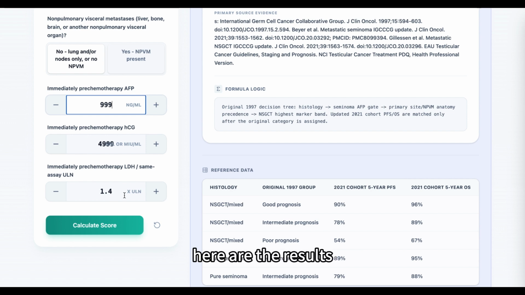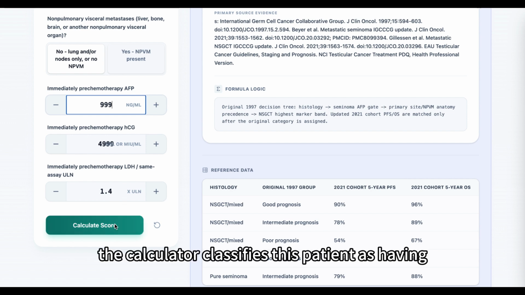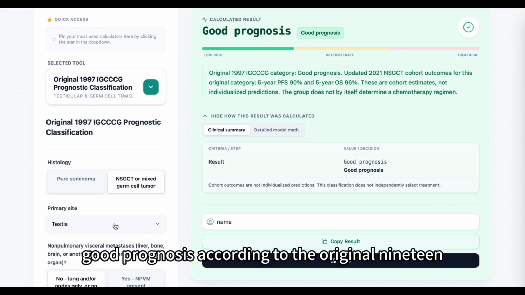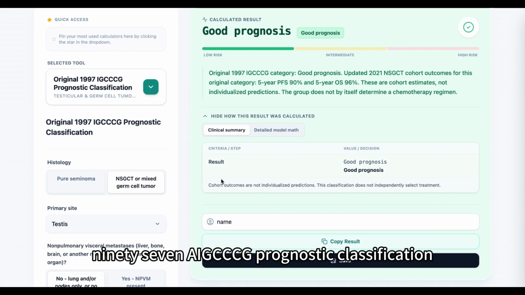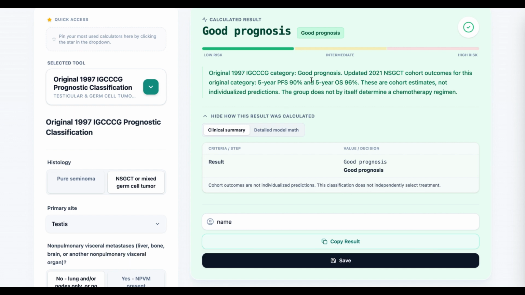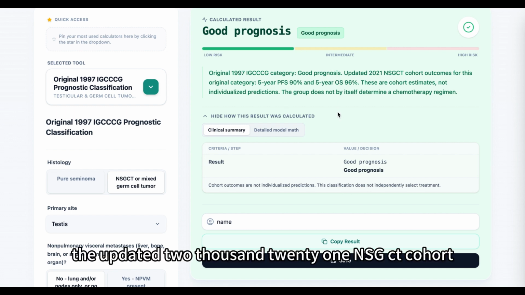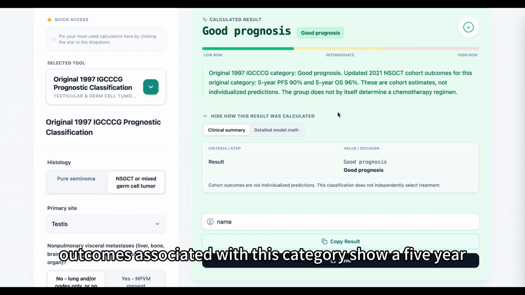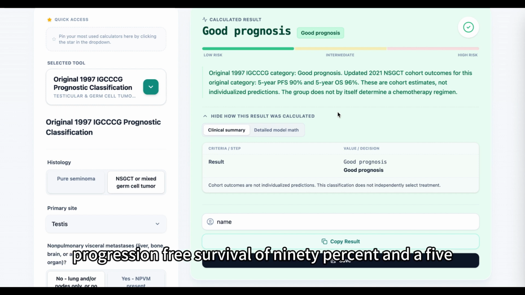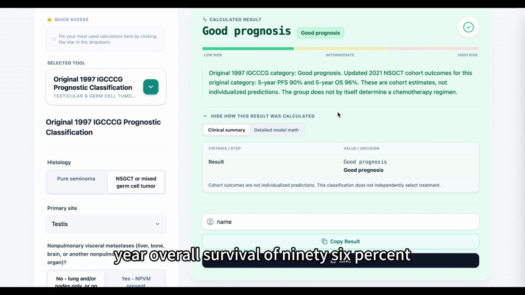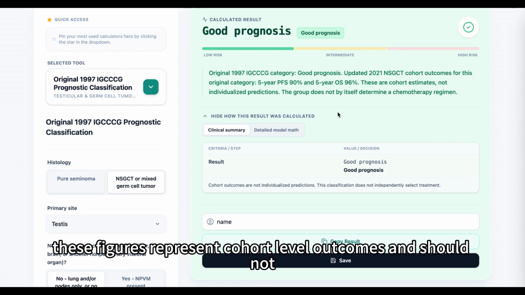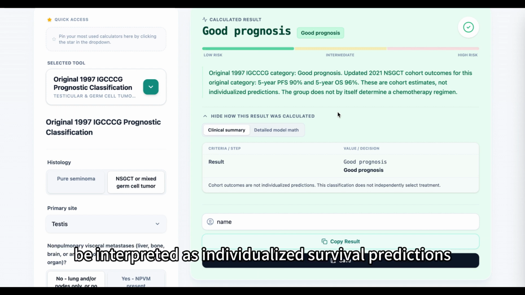Here are the results. The calculator classifies this patient as having good prognosis according to the original 1997 IGCCCG Prognostic Classification. The updated 2021 NSGCT cohort outcomes associated with this category show a 5-year progression-free survival of 90% and a 5-year overall survival of 96%. These figures represent cohort-level outcomes and should not be interpreted as individualized survival predictions.